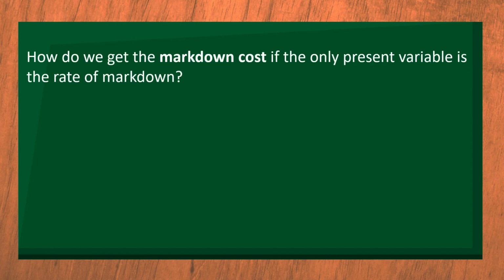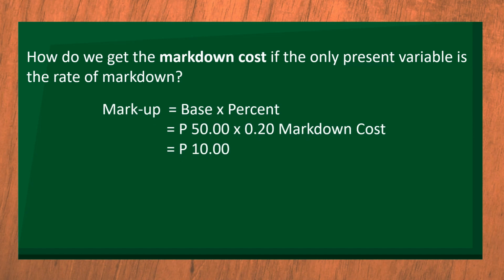How do we get the markdown cost if the only present variable is the rate of markdown? From our previous example, let us first know the formula. The formula for markdown cost is base times percent, which is 50, the first price, times 0.20, or 20%, is equal to 10 pesos. That is the markdown cost.